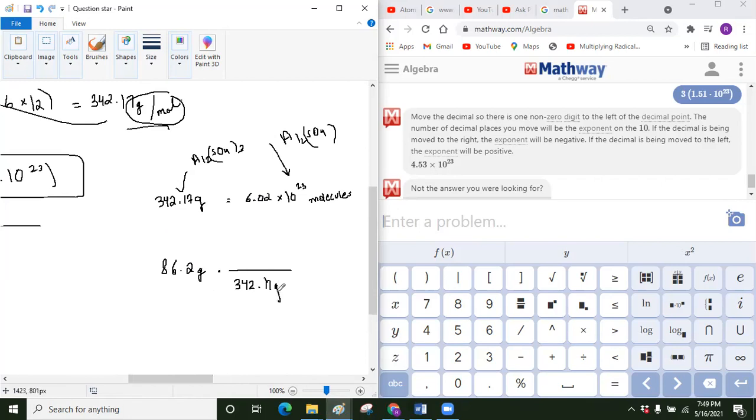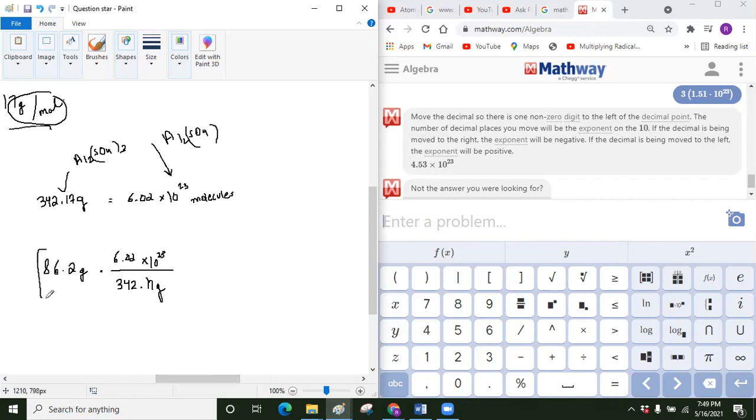You would want your grams to cancel out, and so this is what that would do. You want your molecules to stay, so you would have 6.02 times 10 to the power 23 here. And so once you do this, you would be left with how many molecules that would be. But you could extend the conversion factor one more step ahead.